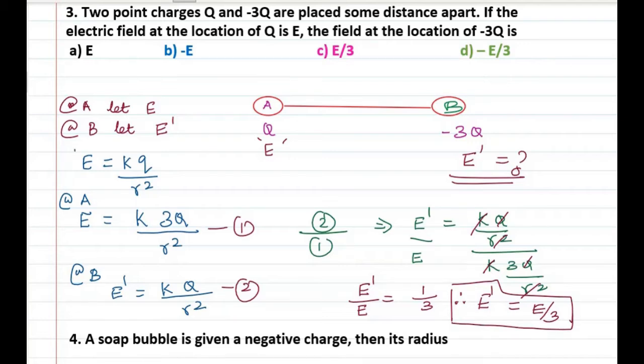So we just have to substitute in the electric field formula, E is equal to KQ by R square, for each location A and B. Equating, we get E dash is equal to E by 3. Option is C.